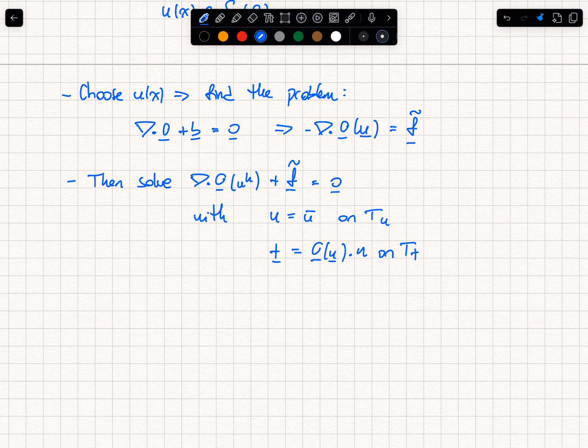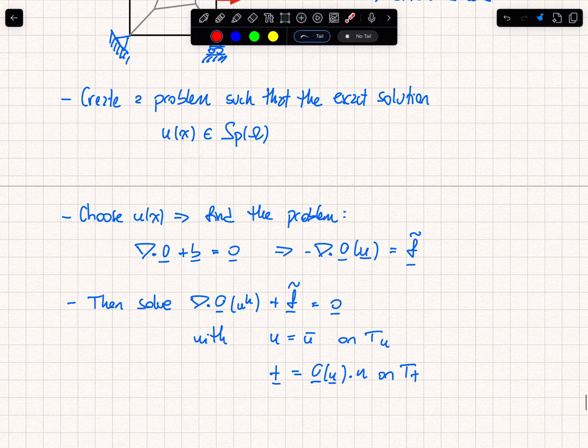Try one element, now with a function that is cubic. My function is cubic, so I assume that my u of x is a cubic function. So I plug it in here, and I get my equivalent body force. With that body force, I solve the problem, obviously respecting boundary conditions. I should get error 0.